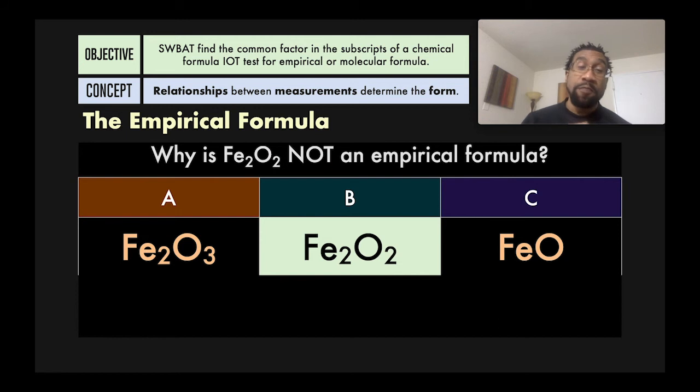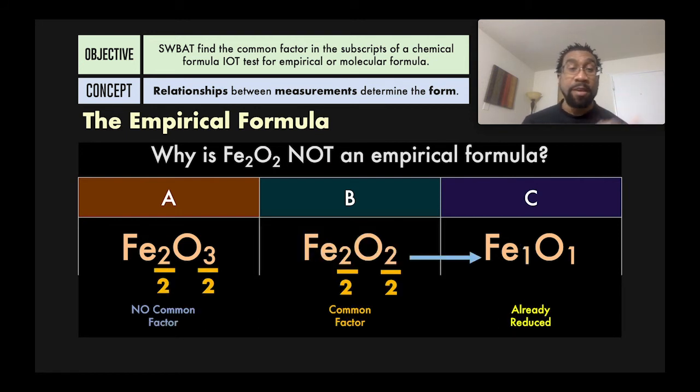Well, if you were to look at each of these answers, we can look at answer A, Fe2O3. There is no common factor other than 1. If we try to divide them by 2, we don't get a fixed whole number. If you look at B, there is a common factor of 2, and we can divide each of those subscripts by 2, and Fe2O2, when reduced by a factor of 2, actually gives you the answer C.